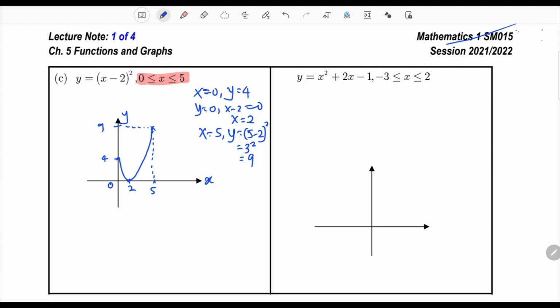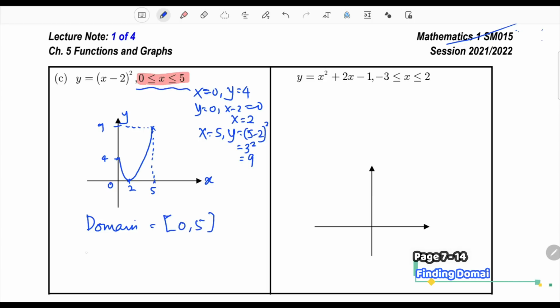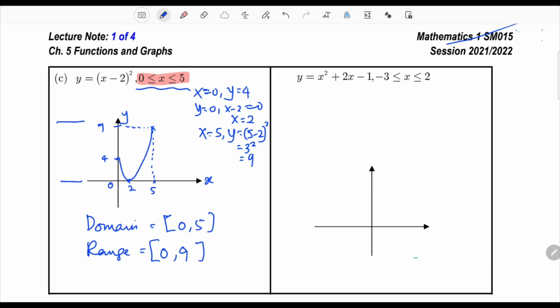Okay. Now the domain, definitely this, so that will be 0, 5. Range, so here to here, isn't it? Meaning 0, 9, inclusive. Include the value. That's what I mean by inclusive.